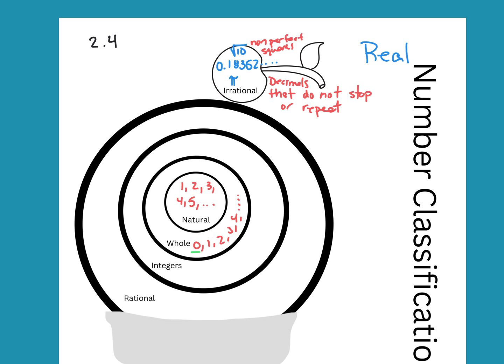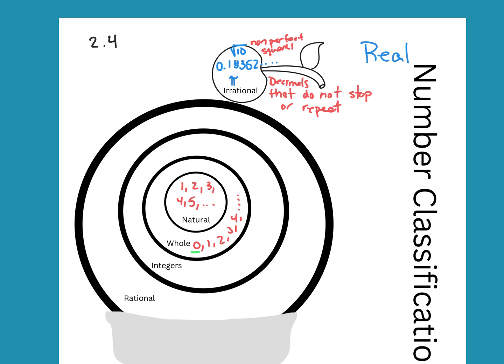We can kind of remember this if it fits inside. So natural numbers fit inside this whole number circle. So all natural numbers are also whole numbers. But all whole numbers are not natural, because 0 is not natural.